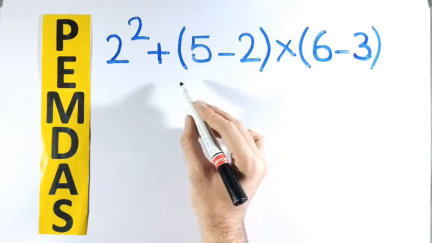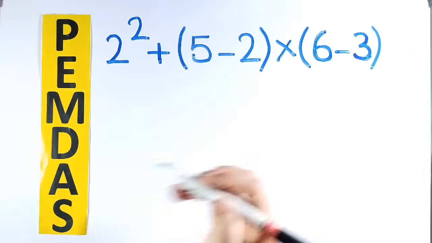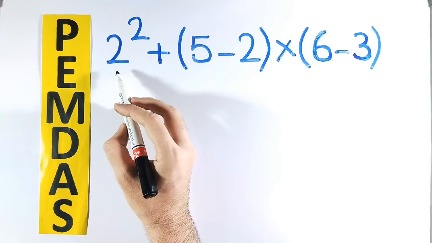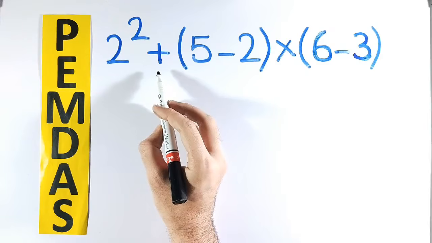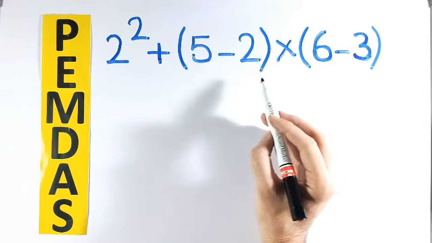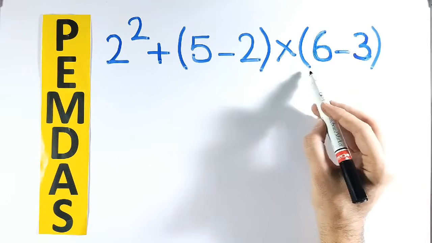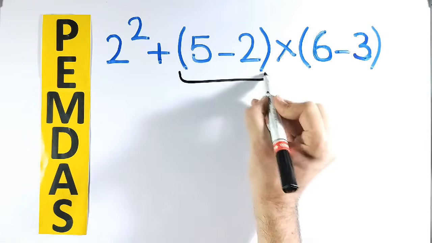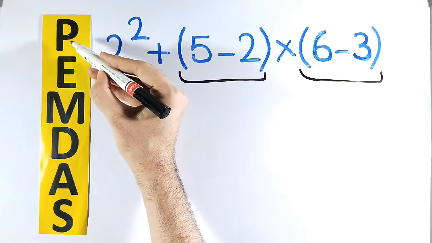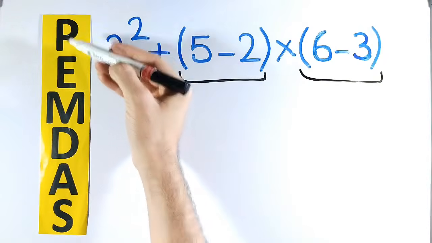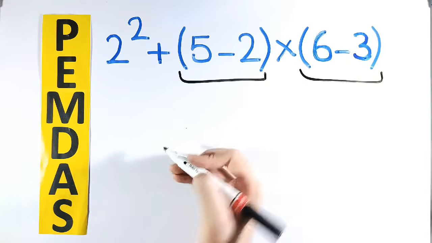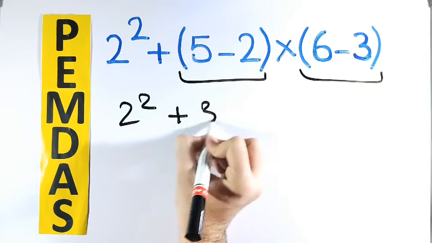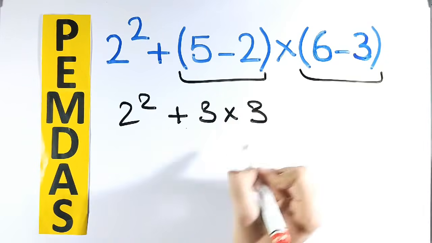To solve this question, we must follow a rule that is called PEMDAS. As you can see on the screen, in this expression, first we have an exponent, then an addition sign, followed by parentheses, then a multiplication, and finally another parenthesis. According to the PEMDAS rule, first we go for the parentheses, because parentheses or P have the highest priority than the other operations. So, we rewrite this expression as 2 squared plus 3 multiplied by 3.